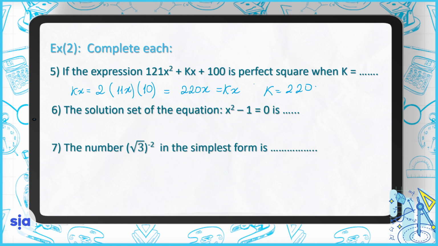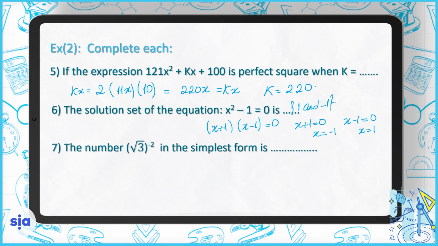Question 6. How can we solve this? If we factorize x² minus 1, it will be (x + 1)(x − 1) as difference of two squares equals 0. So x plus 1 is equal to 0, or x minus 1 is equal to 0. Then x equals either −1 or +1. So the solution set is 1 and −1.